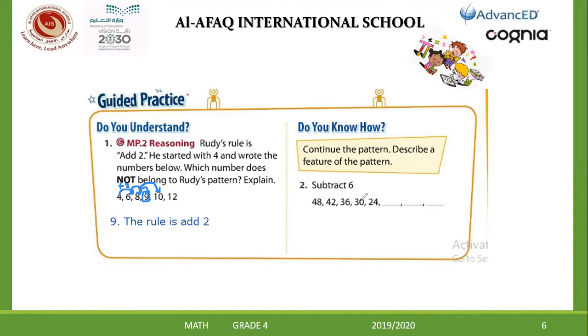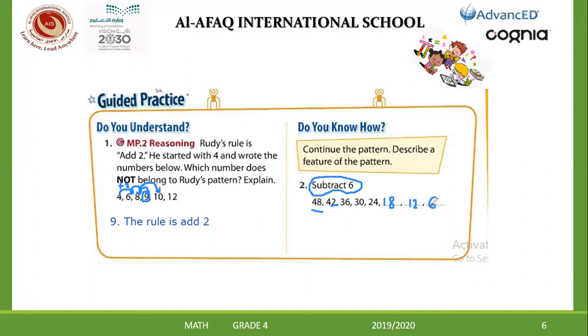Continue the pattern, describe a feature of the pattern. Here, subtract 6. Started by 48. Then take away 6 will be 42. Take away 6 will be 36. Take away 6 will be 30. Take away 6 will be 24. The pattern is subtract 6, so the next number from 24 should be 18. Take away 6 will be 12. Take away 6 will be 6.